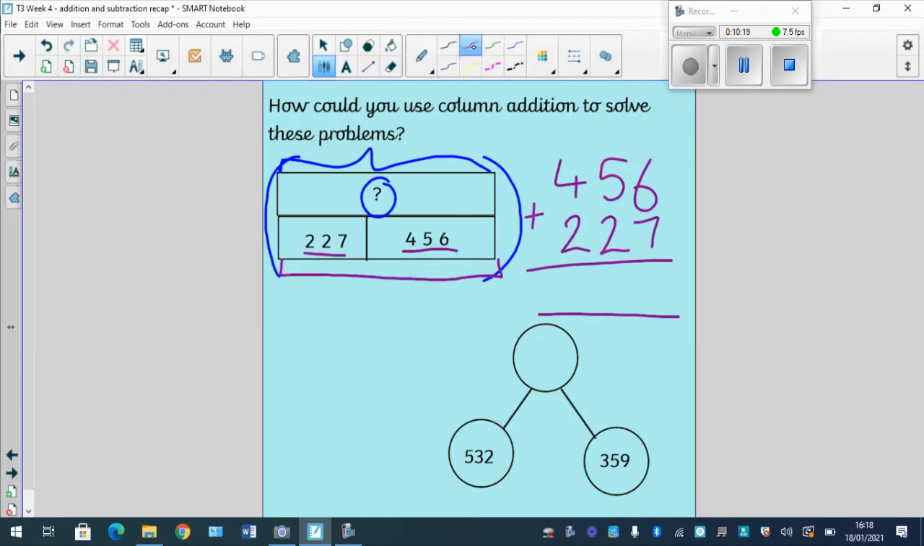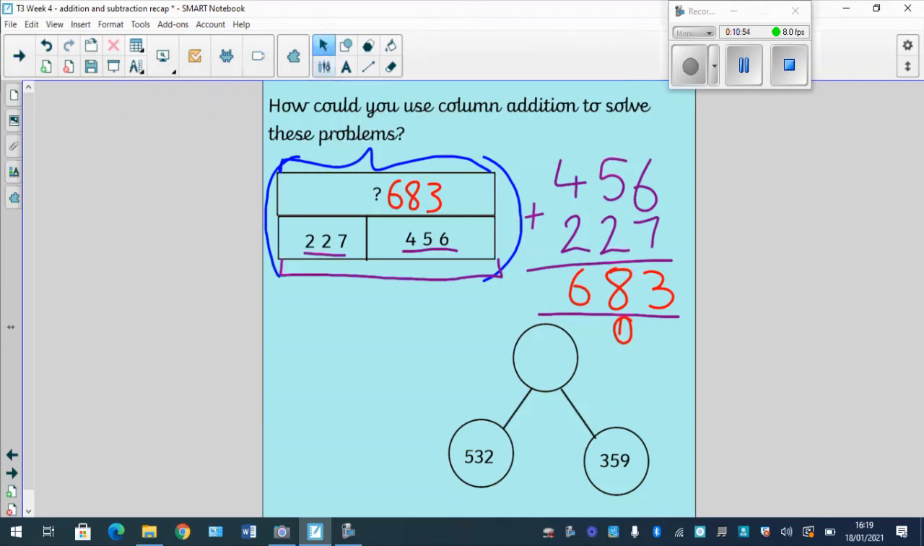6 and 7 is 13, using my skills again. Here we go. 5 tens add 2 tens is 7 tens. Add on one more 10 is 8 tens. And last we're going to add up the hundreds column. 400 and 200 is 600. So the missing value in our bar model is 683. And if you manage to work that one out, you're doing a brilliant job. Well done.